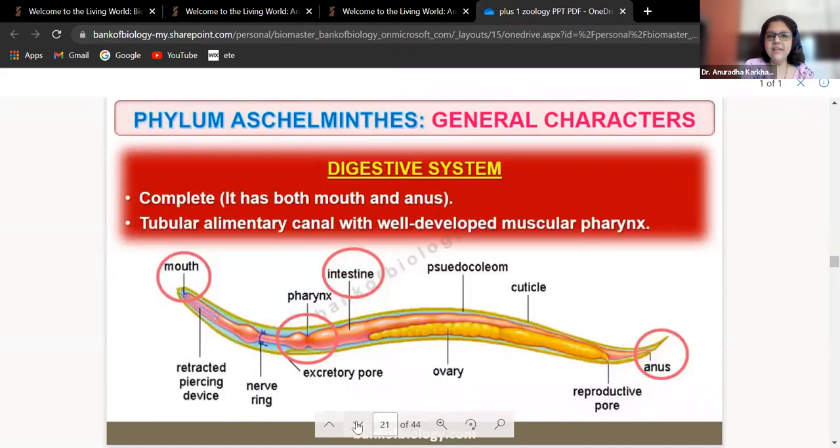Okay, look at the digestive system. It is complete. So from Platyhelminthes, we can have a complete digestive system. That is, mouth is different and anus is different. Tubular alimentary canal with well-developed muscular pharynx. So you can see over here, this is the mouth. Okay. This is the pharynx. Yahan par, this is the nerve ring. Okay. You can see the intestine. Ye intestine hai beta. Then this is the pseudocoelom that you can see, the cuticle, this is the anus, this is the reproductive pore, this is the ovary, and this is the excretory pore over here, yeah. Okay, so this is a typical Aschelminth ka structure.